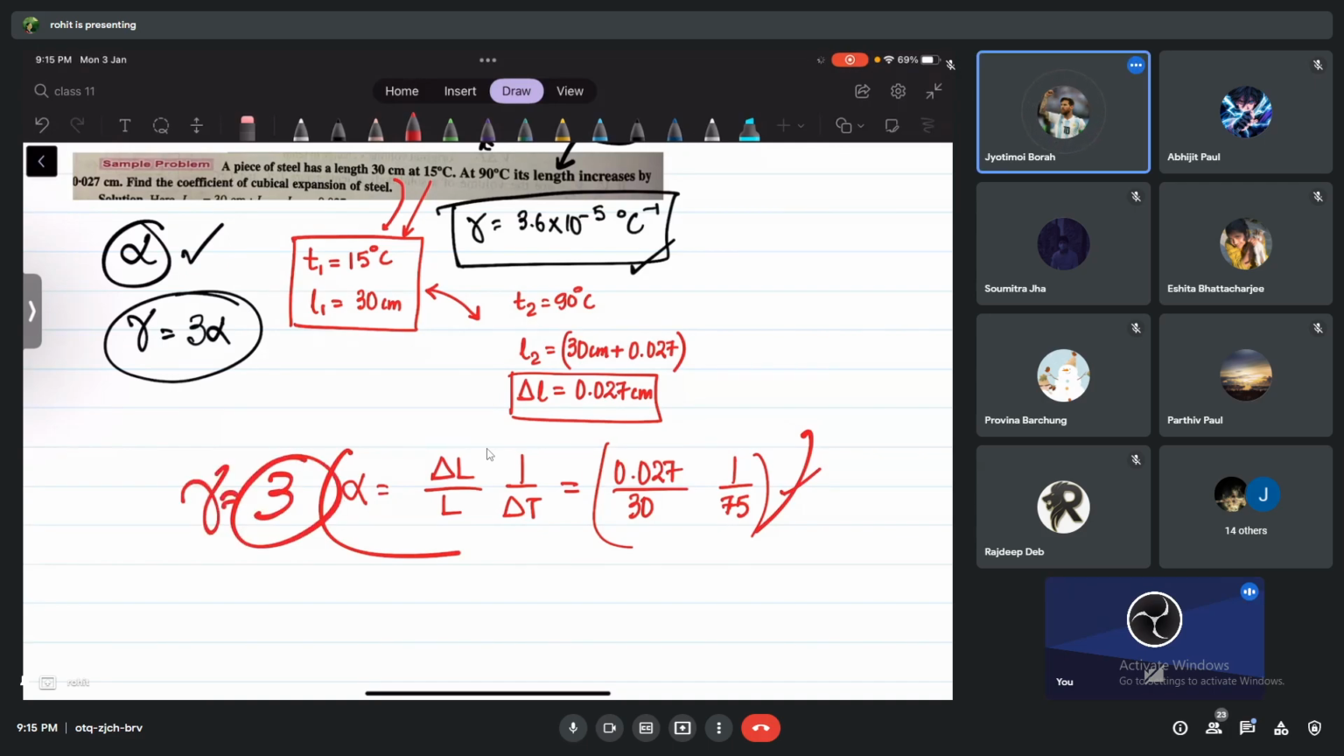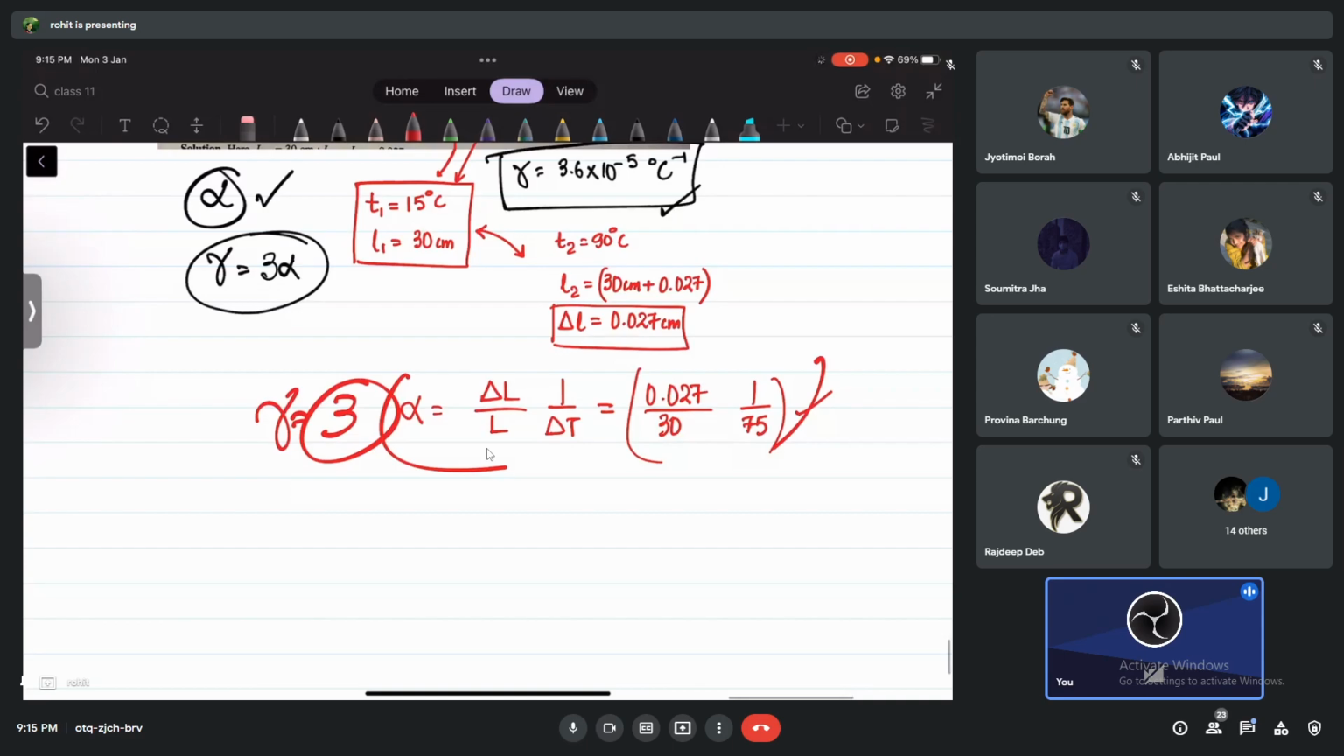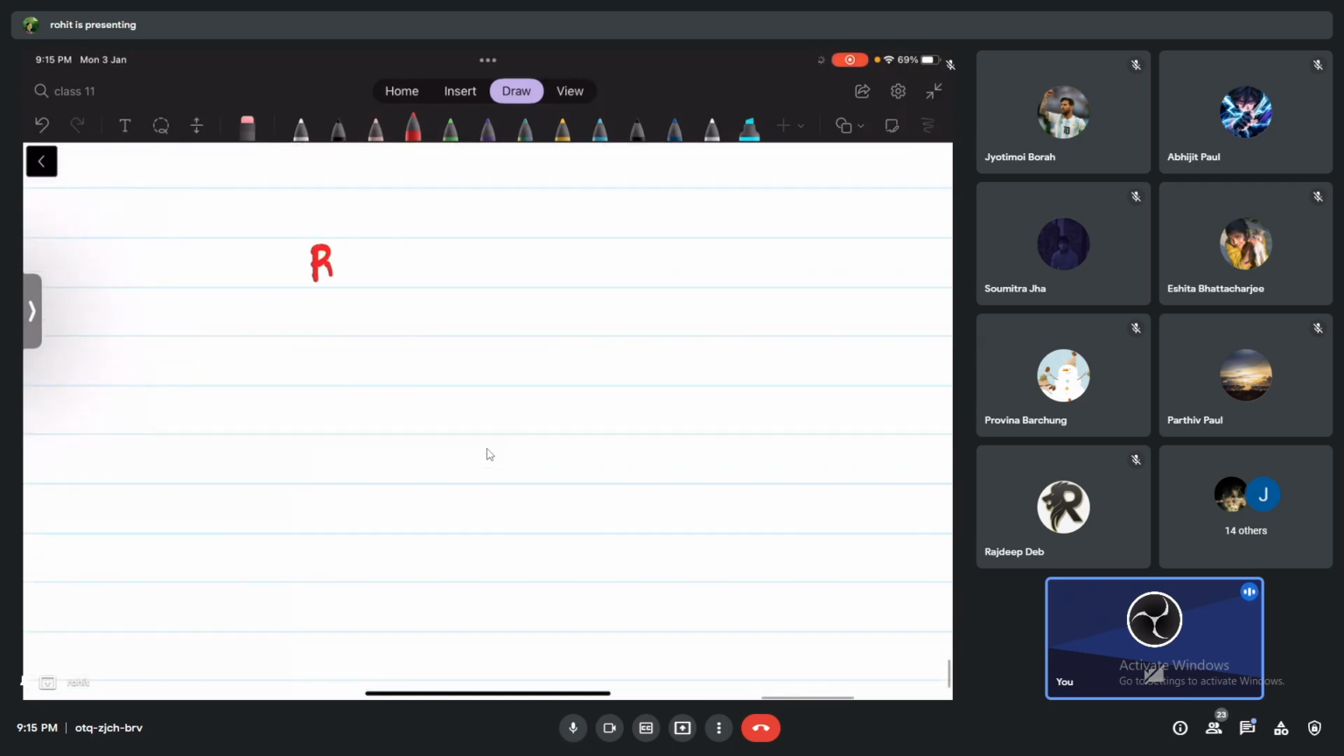Then what about liquids, guys? Okay, wait a minute. Let's talk about some practical applications of thermal expansion. No, not practical expansion, what I said, practical examples.